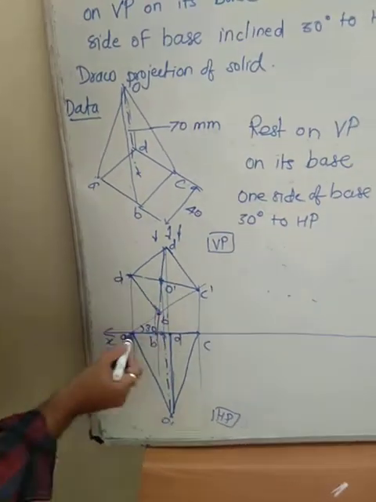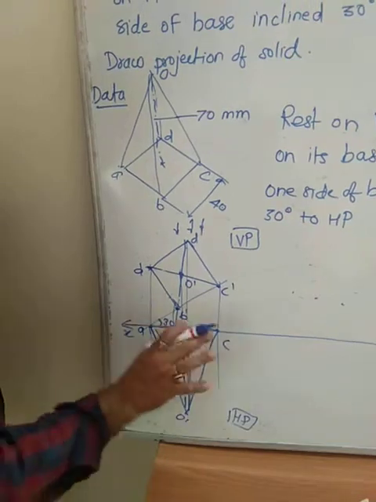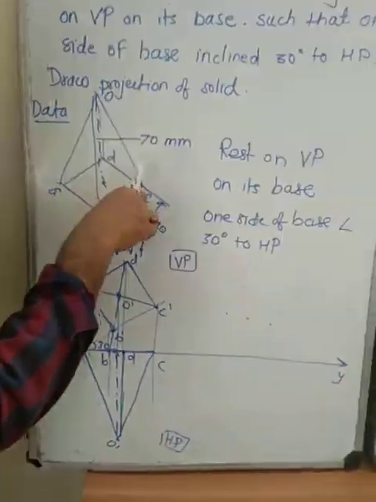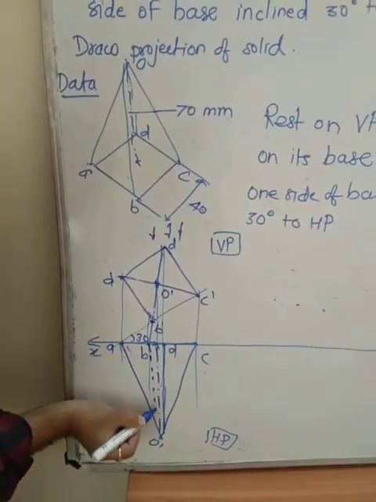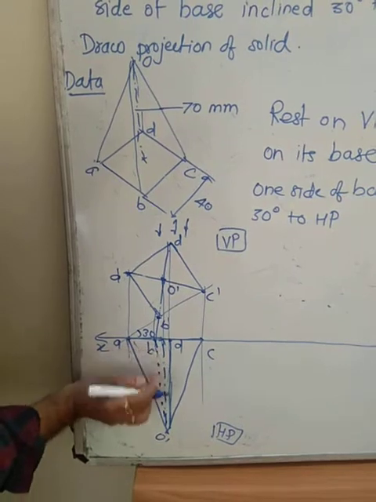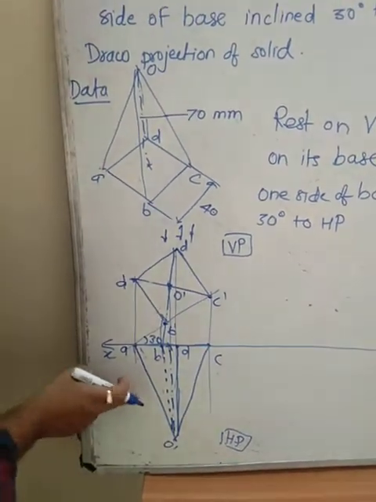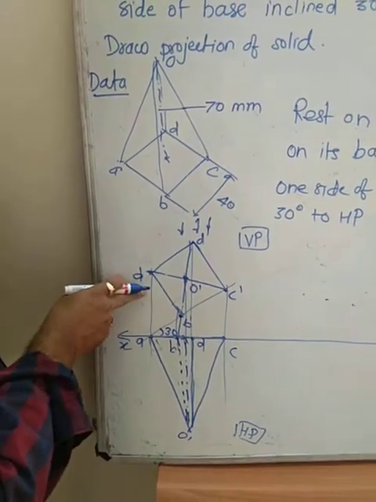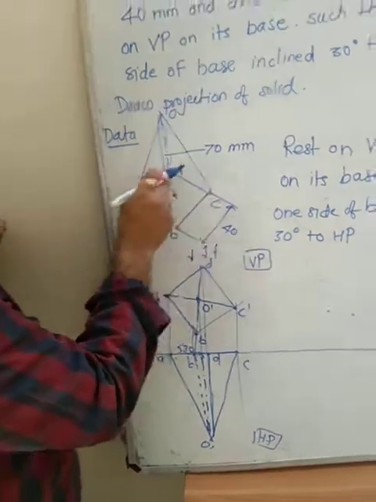As OA and OC are on the boundary, no need to think about those. OB you cannot see directly from here, it is hidden, so you have to draw a hidden line over here. And this is the axis. So this is the projection of a square pyramid resting on VP. Here the square pyramid is there.